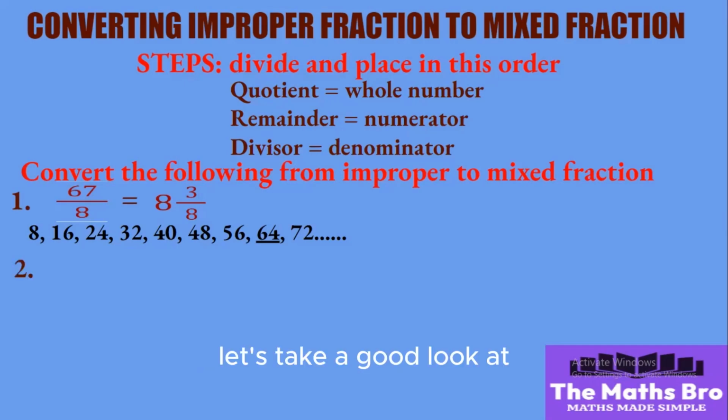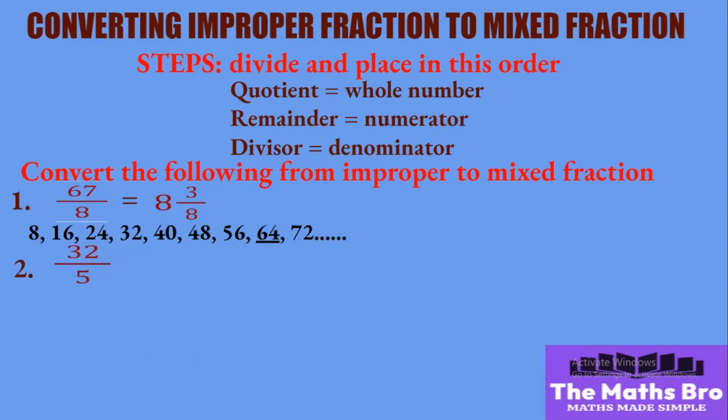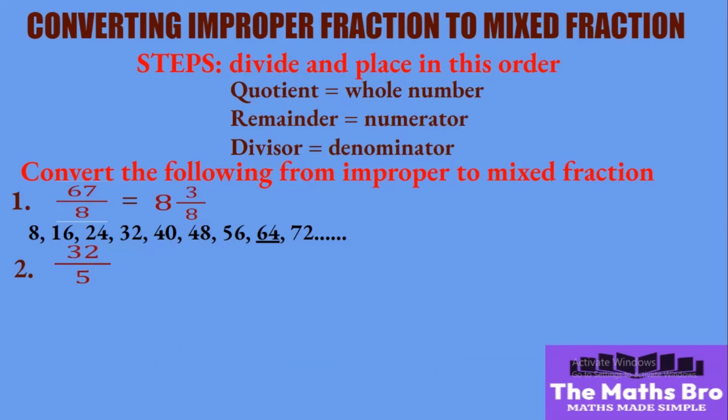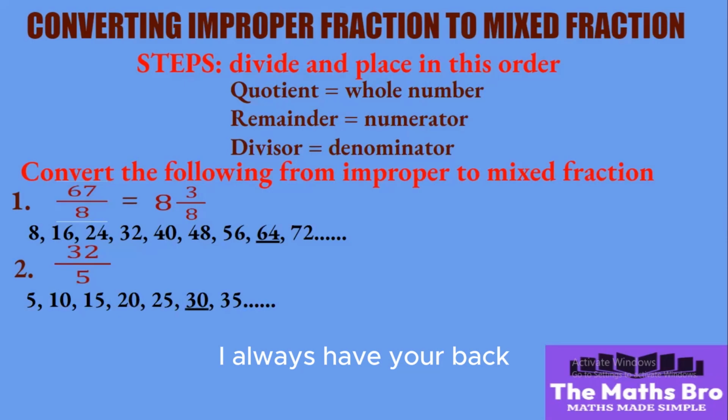Let's take a good look at another example. We have 32 over 5. Like I said, my friends, it's important to know your times table. It makes this a lot easier. If I know my times table, all I have to do is find out how many 5s I can get out of 32. But if you don't know your times table, I always have your back.